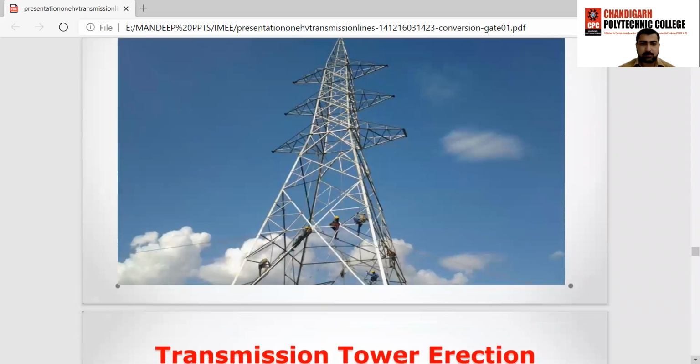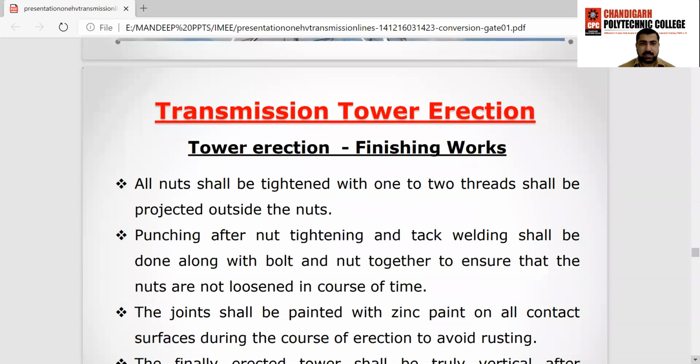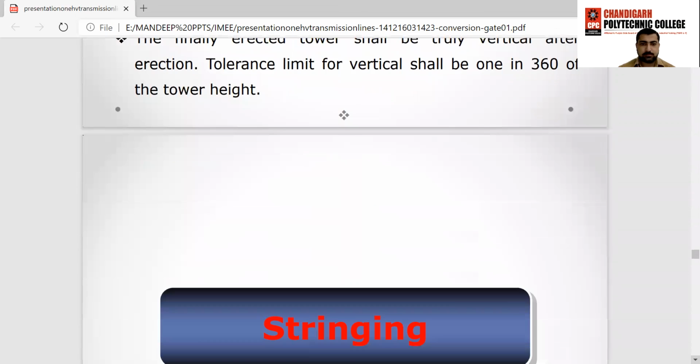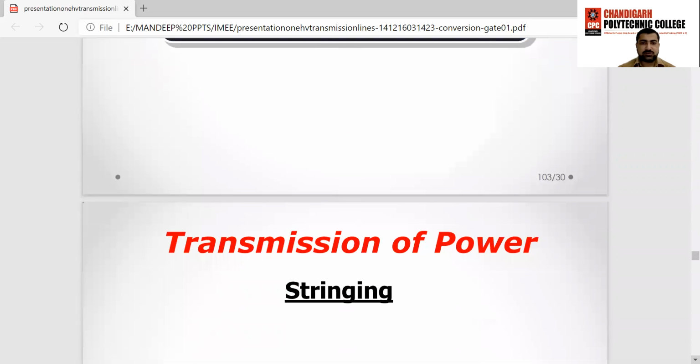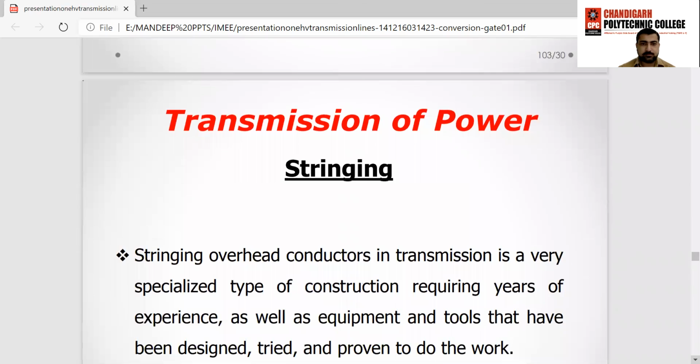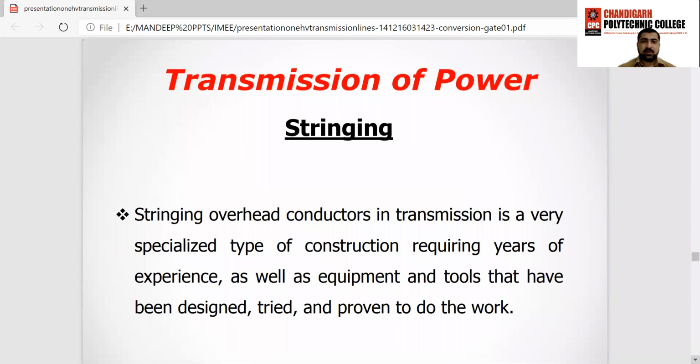These are some pictures of cross arms erected and erection works. Next is stringing. Stringing overhead conductors in transmission is a very specialized type of construction requiring years of experience as well as equipment and tools that have been designed, tried, and proven to do the work.